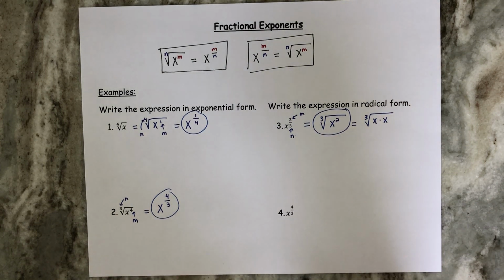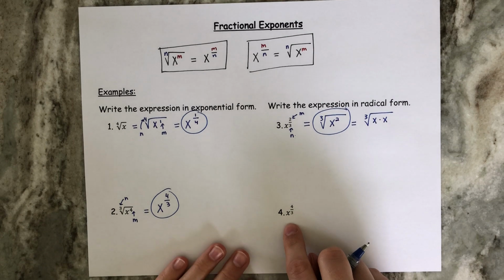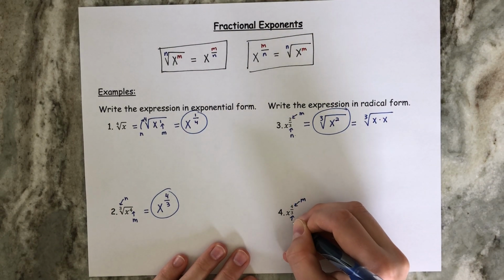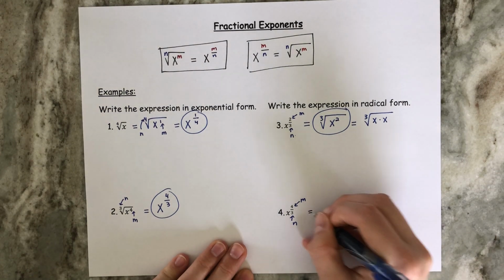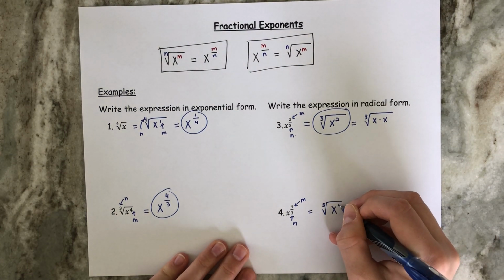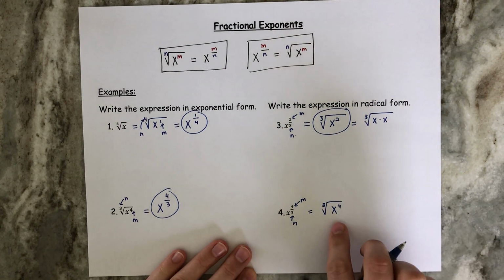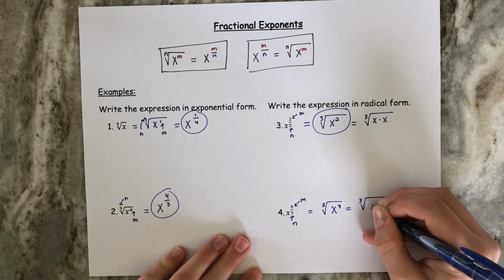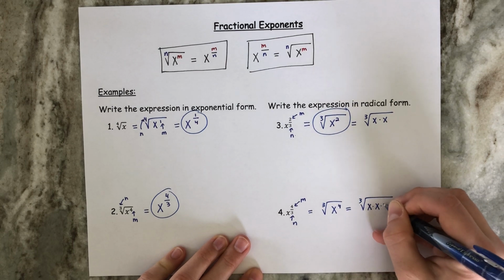I can't simplify that. And number 4, let's take a look at that. We have m is 4, n is 3. So we are taking the cube root of x to the power of 4. And this is something that I can simplify, actually. So I'm going to rewrite this as the cube root of x times x times x times x.